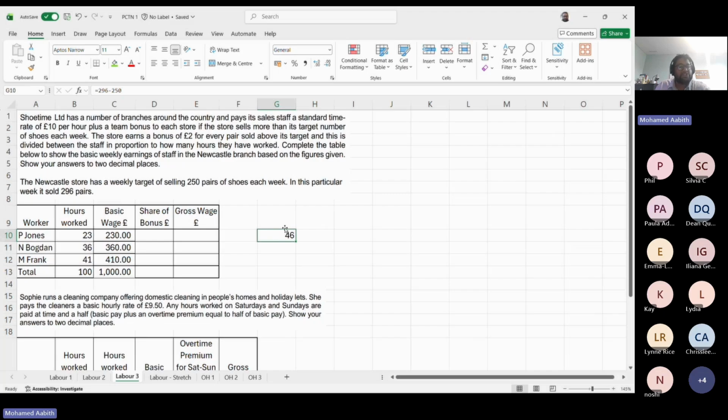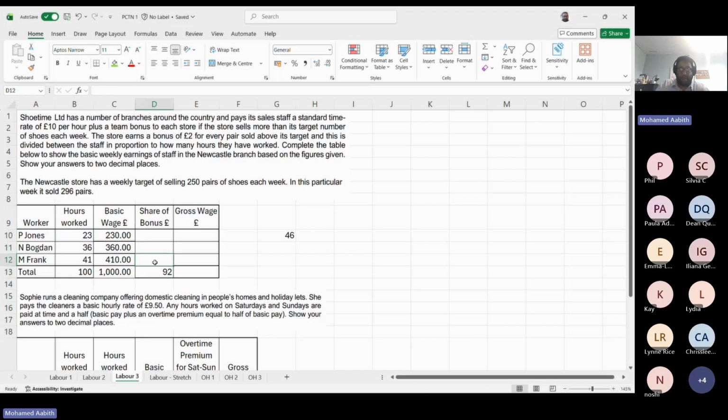So what is the total bonus they're going to receive? If I look at the total bonus, it is that number times 2, because for every extra pair of shoes you sell, you get £2. So therefore, the total bonus is going to be £92. So how am I going to apportion it between these 3 workers? Remember, if you work more, you're going to get more share.